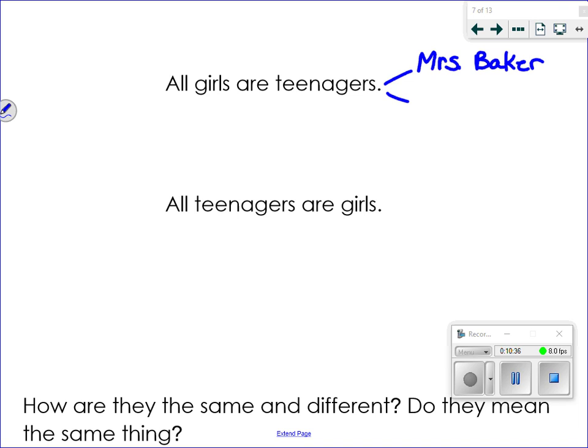Or what about your little sister or your little cousin, right? Any example you can think of that proves this statement false is a counterexample. We've listed 2 of them there, but there's lots. Okay, what about this second statement? All teenagers are girls.